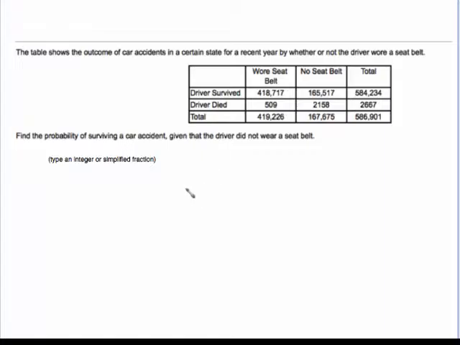Sometimes you have to do this from a chart. We've got the outcome of accidents in a certain state for a recent year by whether or not the driver wore a seatbelt. So find the probability of surviving a car accident given that the driver did not wear a seatbelt. That's the denominator. What's the total for the driver did not wear a seatbelt? Right in this column, 167,675. This is an example where they have done the total for you.